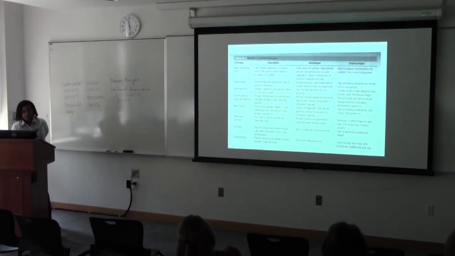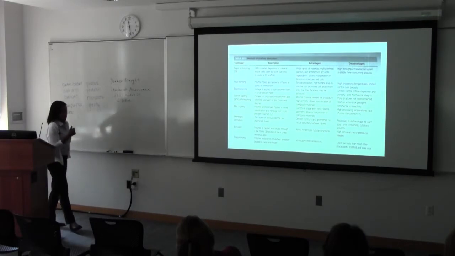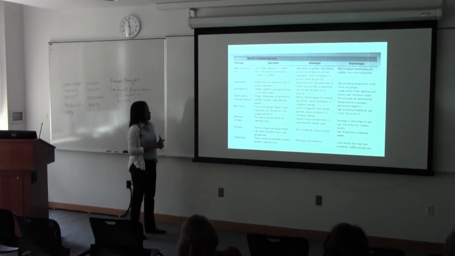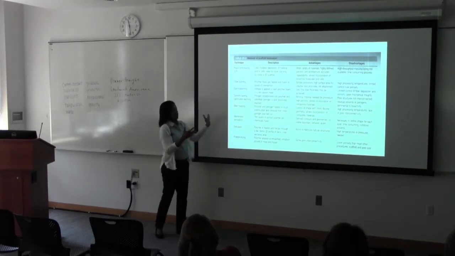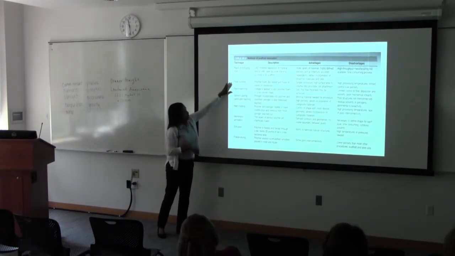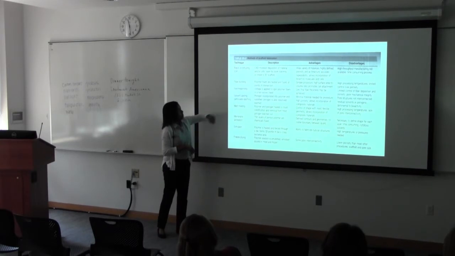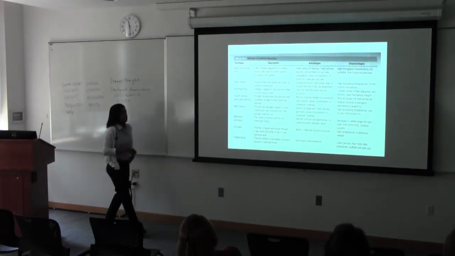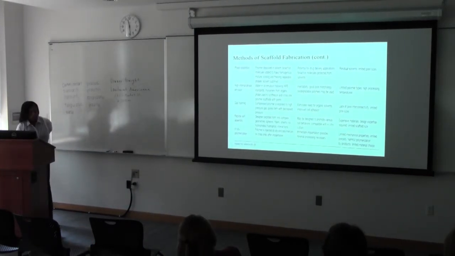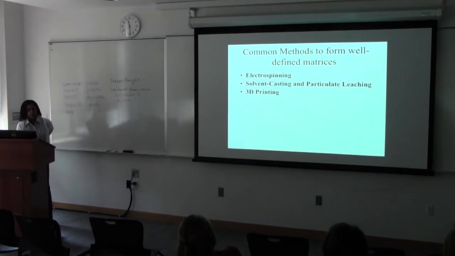These tables are huge, so I'm just going to skip through that. There's a number of processes that you can use, and it depends on your composition, whether you can melt them or put them in organic solvents, which is fine. All of these rely on those types of techniques. 3D printing, electrospinning, and solvent casting with particulate leaching are pretty common methods, and there's a whole host of other ones. Routinely, these are the ones that everybody is using.